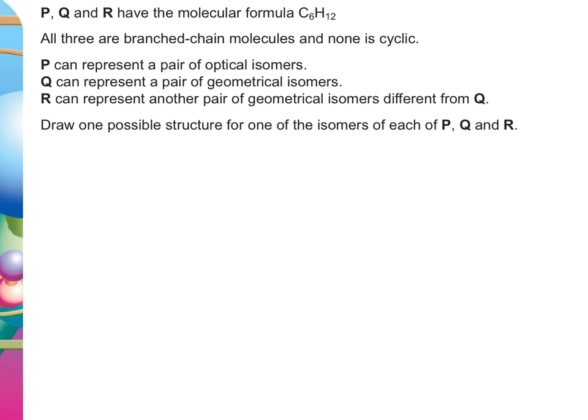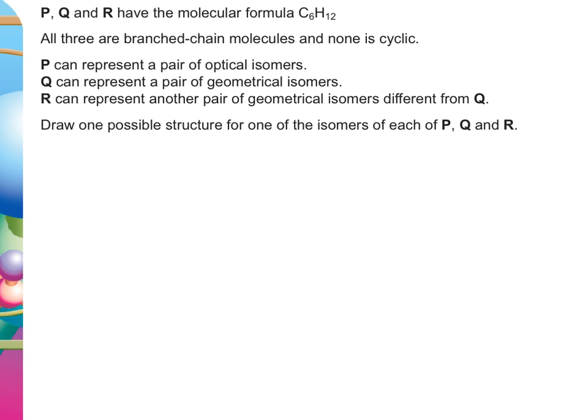So they're telling us that we've got 3 pairs of isomers. They all have the same molecular formula, they're all C6H12. It tells us that P represents a pair of optical isomers, so that's the chirality we've just been looking at, so that's what we're going to do first. Q can represent a pair of geometrical isomers, and R can represent another pair of geometrical isomers, but which are different from Q.